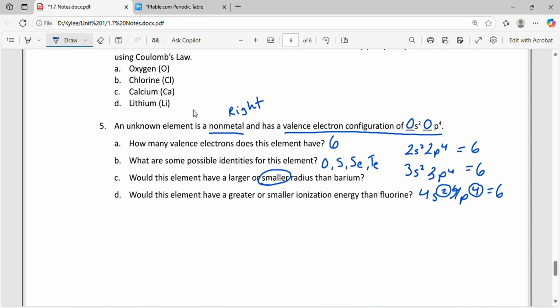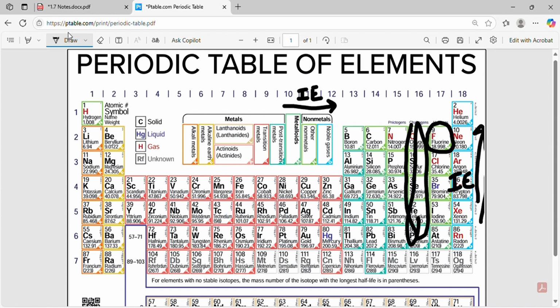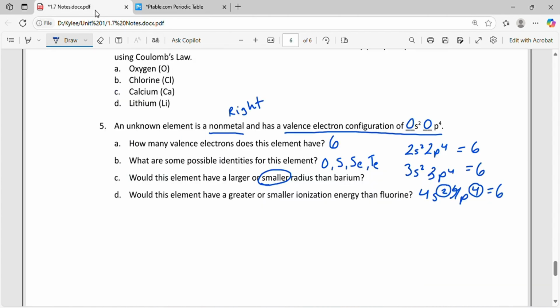The next question asks, would this element have a greater or smaller ionization energy? So for ionization energy, they're asking us to compare the ionization energy to that of fluorine. Remember, ionization energy increases going to the right, and it also increases going up. So it looks like regardless of which of the p4s I have, any of the ones in this column, it's still going to be smaller than fluorine, because ionization energy gets bigger as you go to the right, and it gets bigger going up. So regardless of which element, it's still going to be smaller.